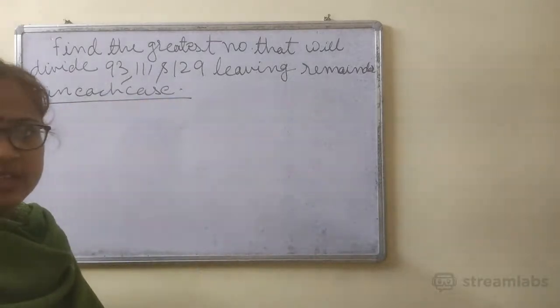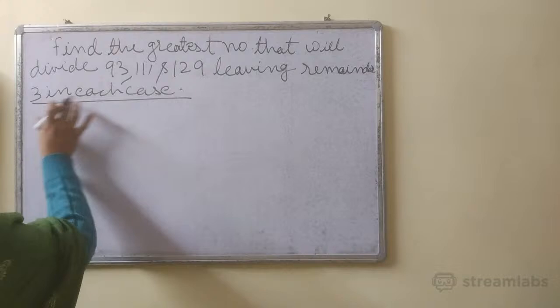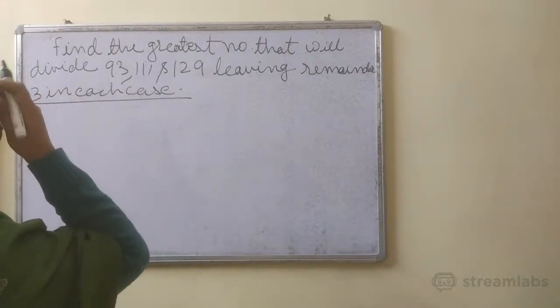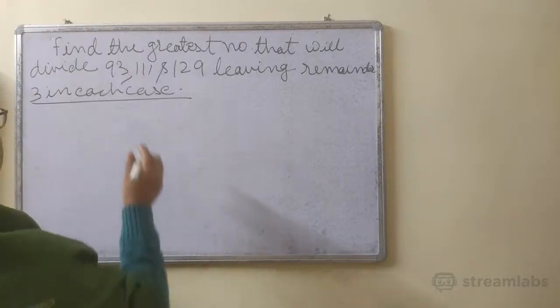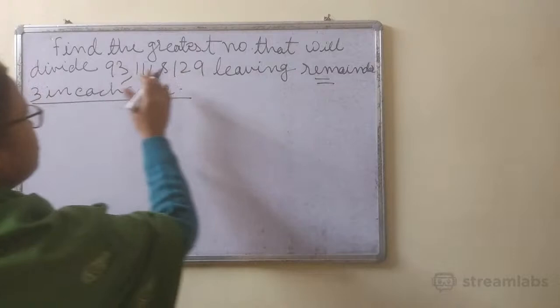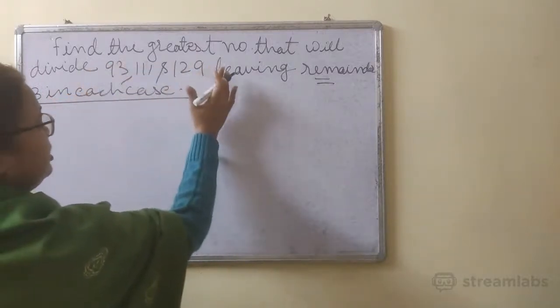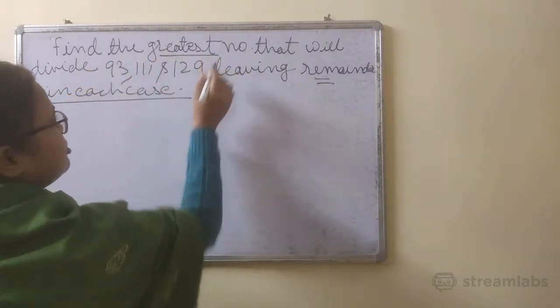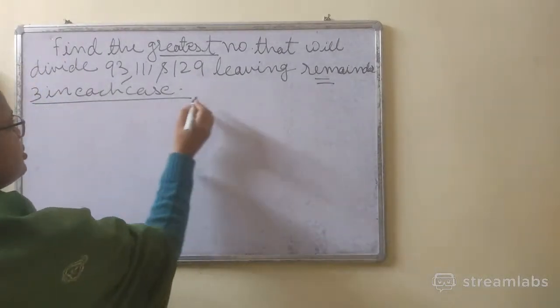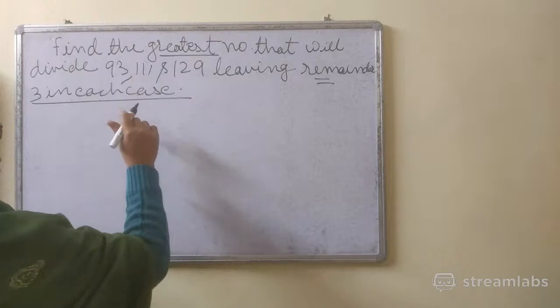This is important. You have to focus on these words, these terms. So 3 in each case means we have to subtract, because this is the remainder. So you have to subtract 3 from each number. And greatest means you have to find out what? HCF. So first we subtract 3 from each.